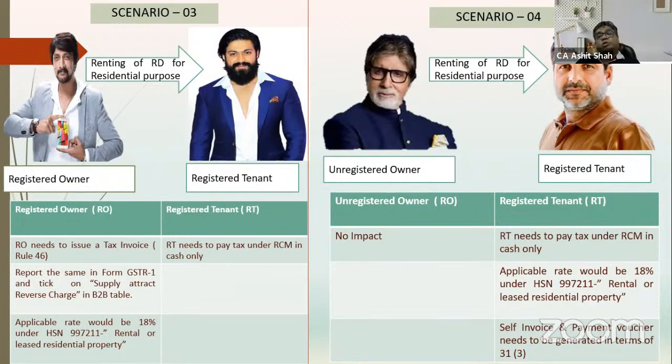Now let's come to the fourth scenario. Owner is unregistered, but tenant is registered. So in this case also, since the tenant is registered, he has to discharge it under the reverse charge mechanism. The owner is unregistered, so he need not do anything. No form to file, no return to file. But what does the tenant need to do? The registered tenant needs to pay tax under RCM in cash only. The applicable rate would be 18%, and he has to prepare the self invoice and a payment voucher needs to be generated.